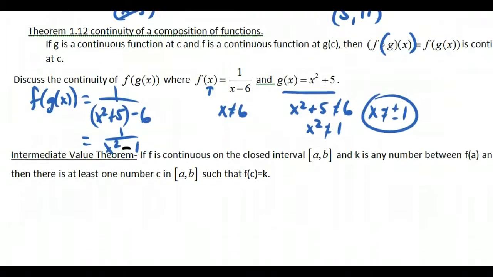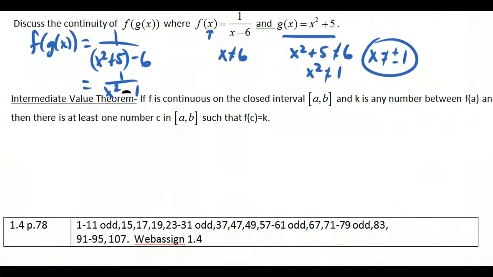Now the last thing that we cover in this section, and you'll have to do some homework on, is the intermediate value theorem. This one comes up quite a bit, and there are some good reasons to use it and some other reasons. If f is continuous on a closed interval from a to b, and k is any number between f of a and f of b, then there is at least one number c in [a, b] such that f of c is equal to k.